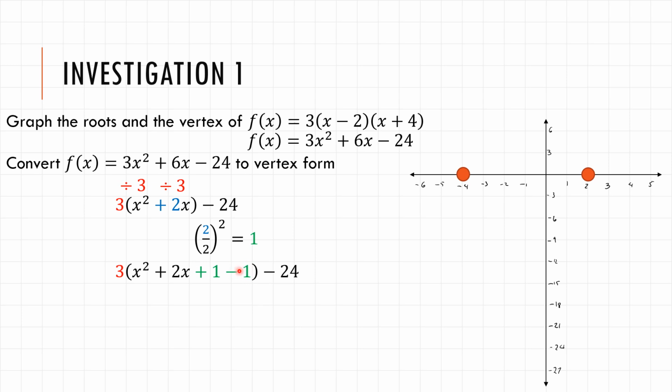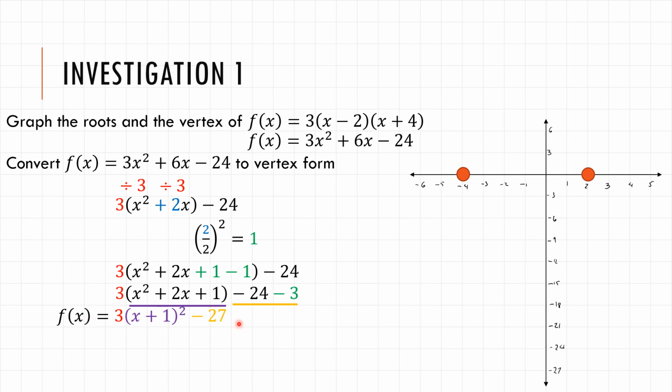Now to move this -1 outside of the brackets, I do have to multiply it by 3. So I'll do that now, right? And that gives me -3. And now this is a perfect square trinomial, and these two are like terms that can be combined. And there we go. That is the vertex form of this quadratic.